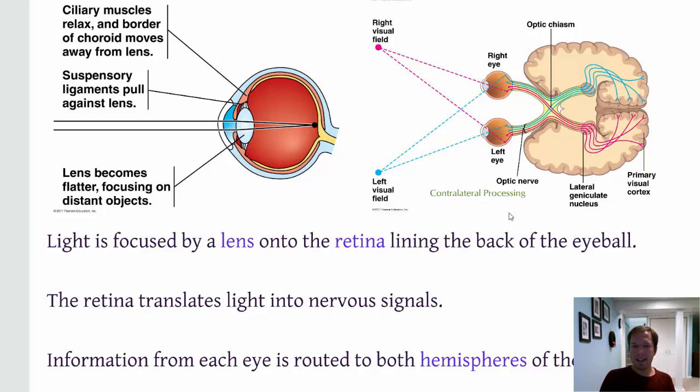Alright, so what is happening to light as it comes in? Light is focused by the lens onto the retina, as I said before, and the retina is the lining across the back of the eyeball. We'll get into the structure of the retina in a moment. The retina is where the light energy is converted into action potentials, which are sent to the brain.